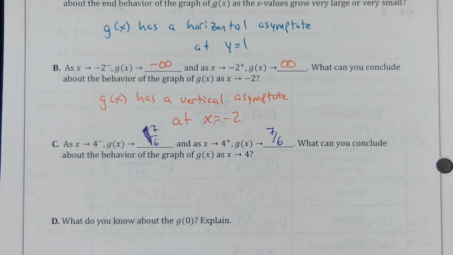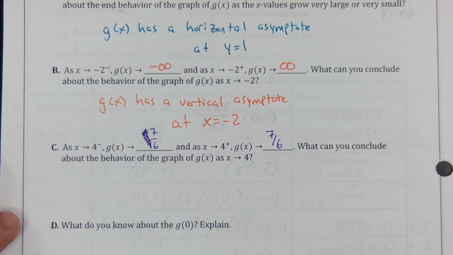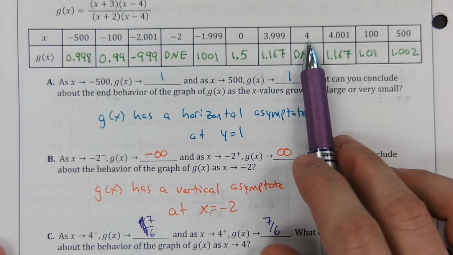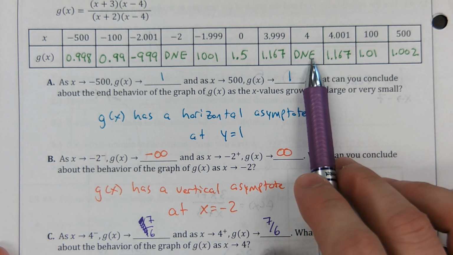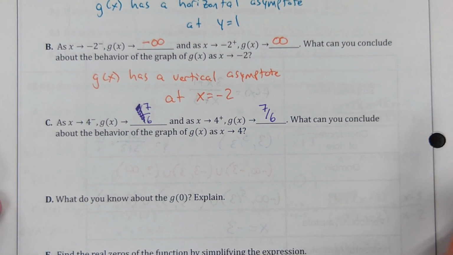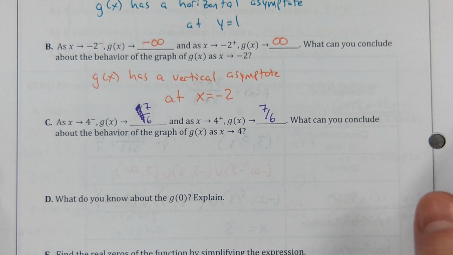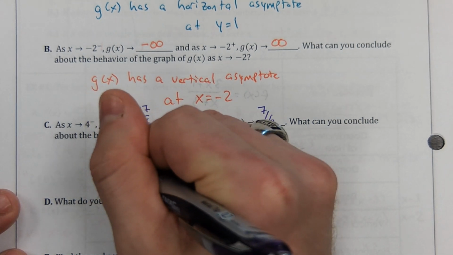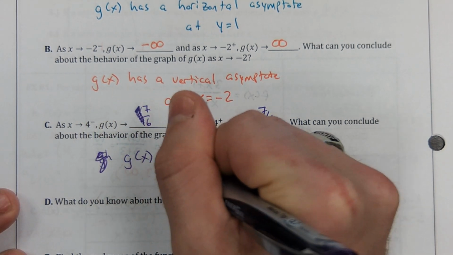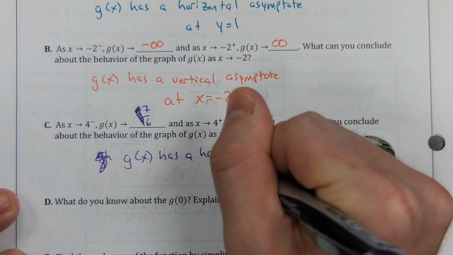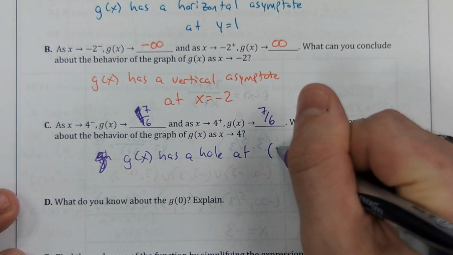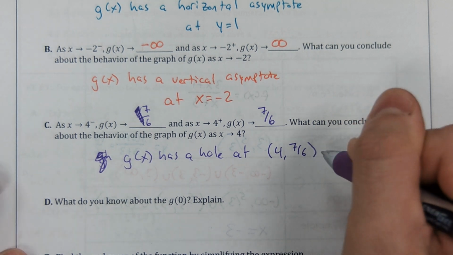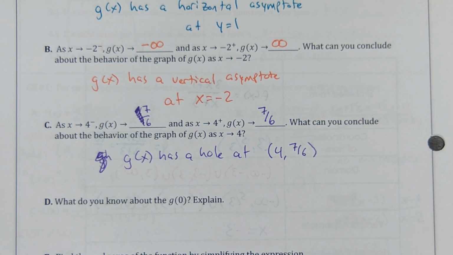7 over 6. Now, wait a second. My y value at the number 4, at x equals 4, did not exist. However, the limit at that number was the same value on either side. So what does that tell me? There's a hole there. Specifically 4, 7 over 6. Because we knew it didn't exist at 4.